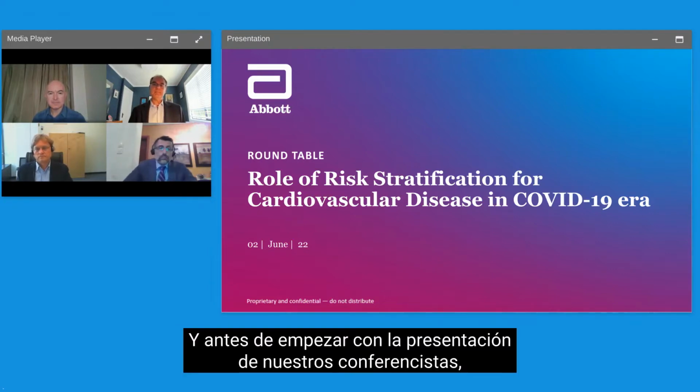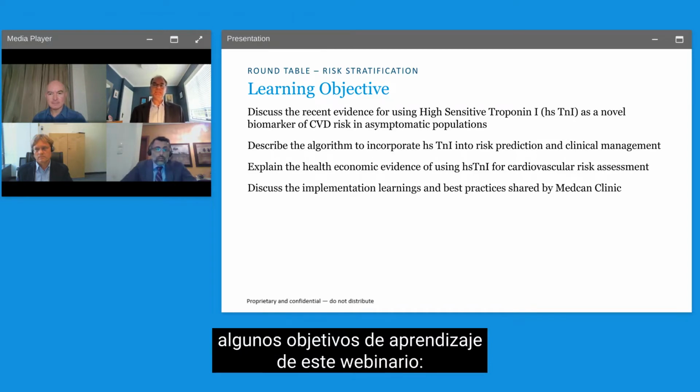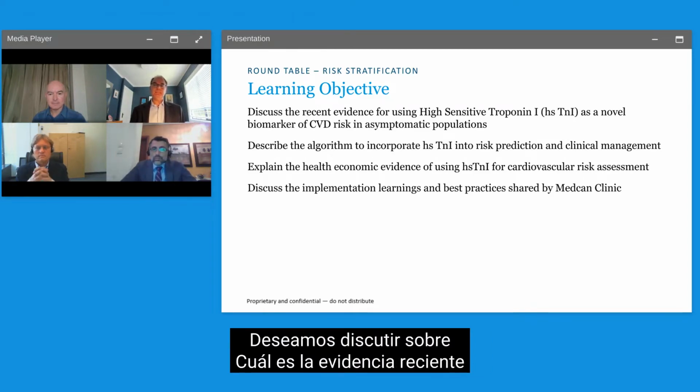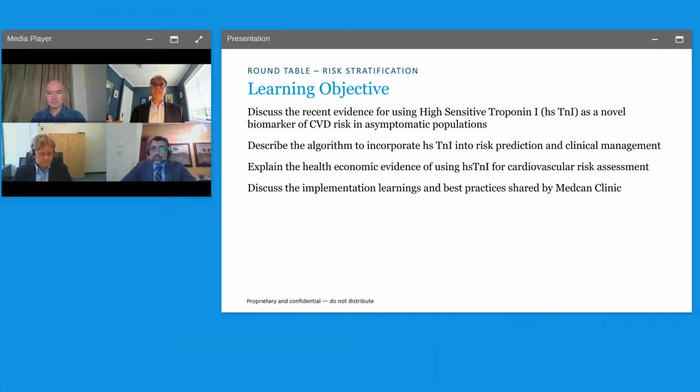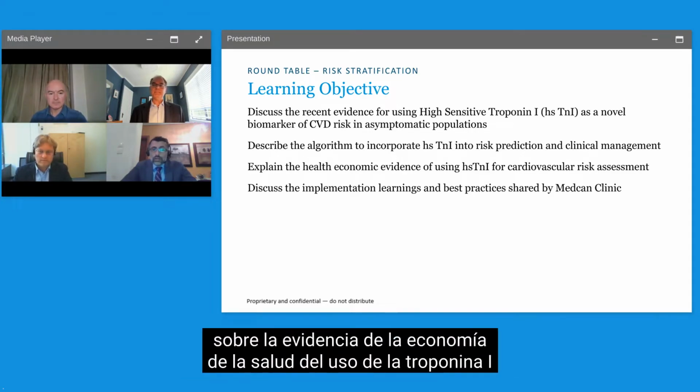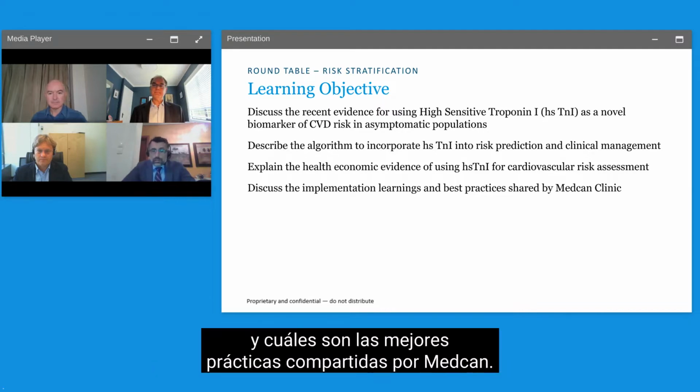And before I start introducing our speakers, I would like to give you the learning objectives of this webinar. So I'd like to discuss what is the recent evidence of using the cardiac biomarker like high sensitivity troponin I in the general populations. I'd like to describe in practical terms what is the algorithm and how we can incorporate the troponin I into risk prediction and clinical management practices. I'd like to elaborate more on the health economic evidence of using troponin I for cardiovascular risk assessment. And also like to discuss what are the implementation learnings and what are the best practices shared by Mecan.